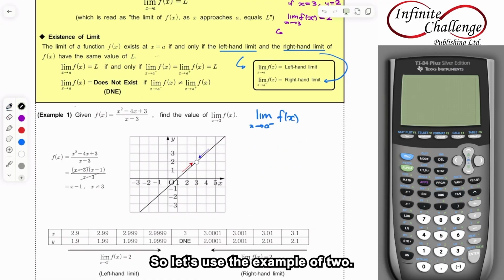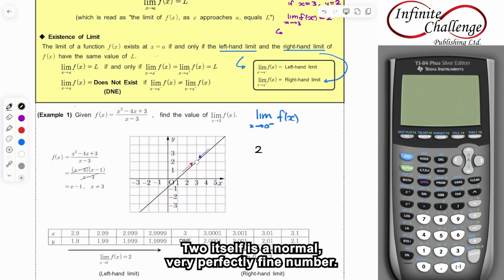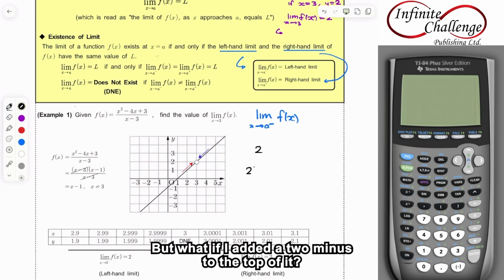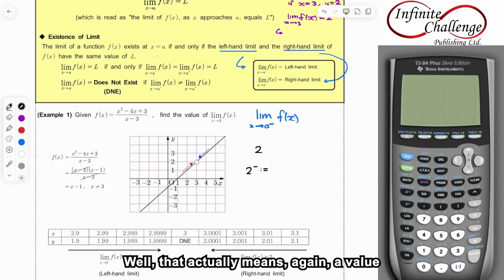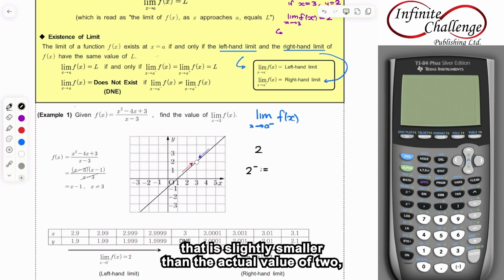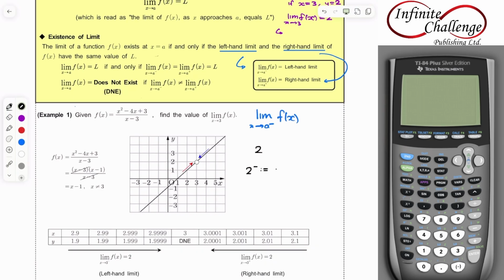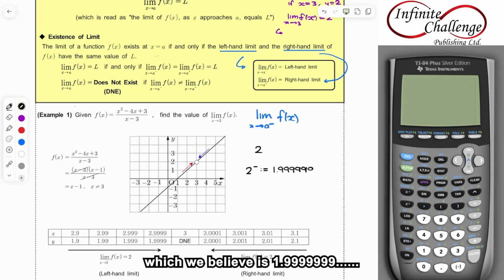So let's use the example of 2. 2 itself is a normal, very perfectly fine number. But what if I added a minus to the top of it? Well, that actually means, again, a value that is slightly smaller than the actual value of 2, which we believe is 1.999999 continuously 99999 onwards.